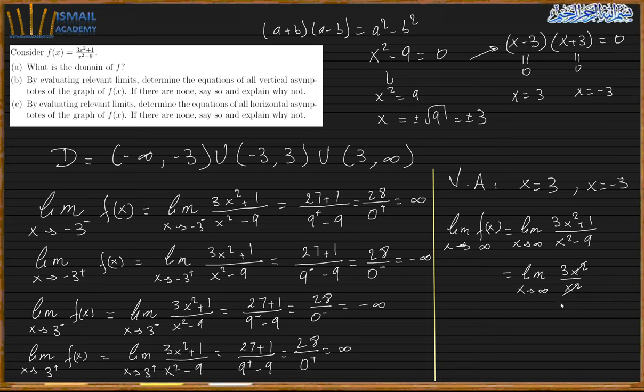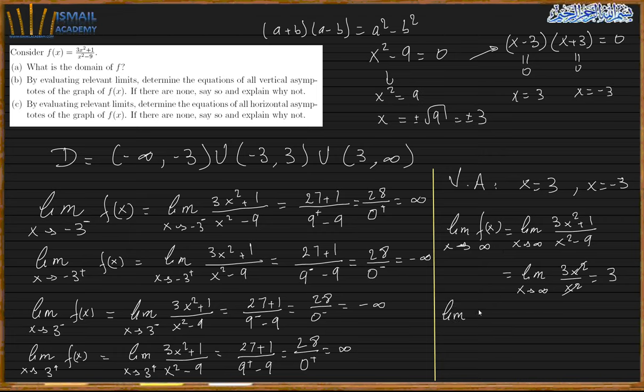So this is canceled out. What's left is 3. So y equals 3 is an asymptote at infinity. You see, at infinity it is 3. Let me see at minus infinity what I will get.